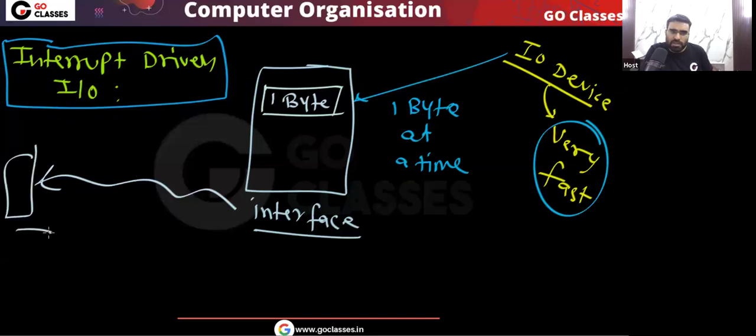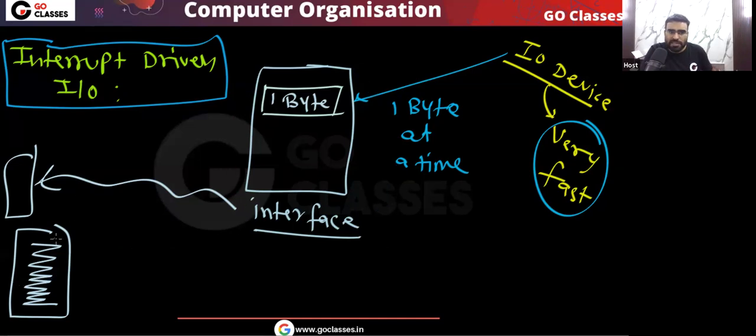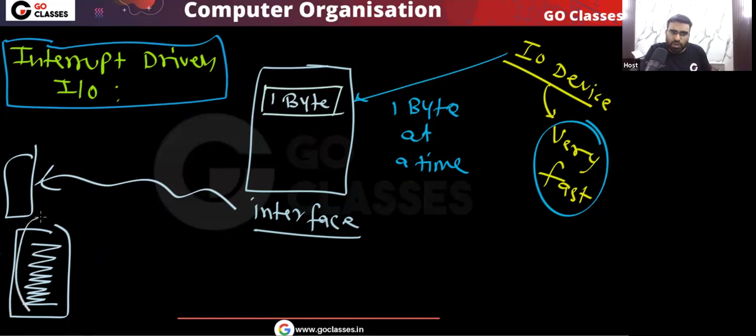What will the CPU do? The CPU was doing something, yes or no? It was doing some other work. The CPU will stop that work, and the CPU will do this data transfer. For that, the CPU will stop this work and save this work. After saving this work, the CPU will do the data transfer, and after that, it will resume this work. Yes or no? So there is a context switch.